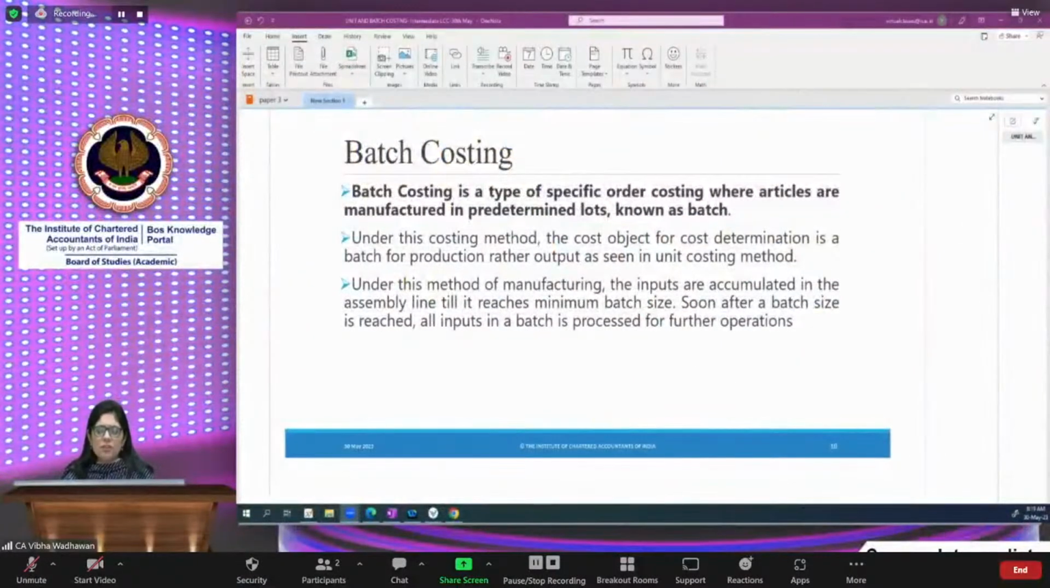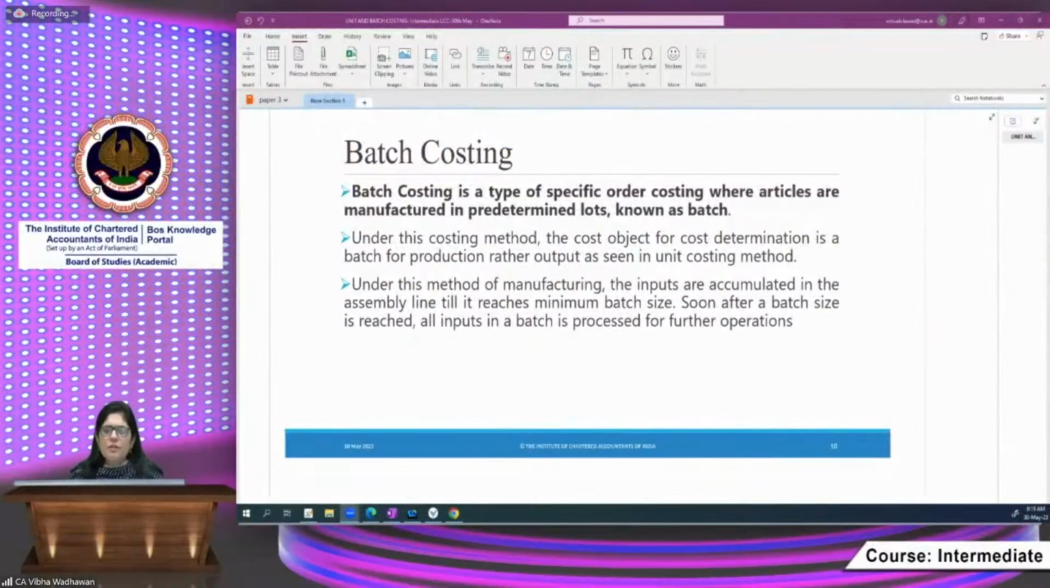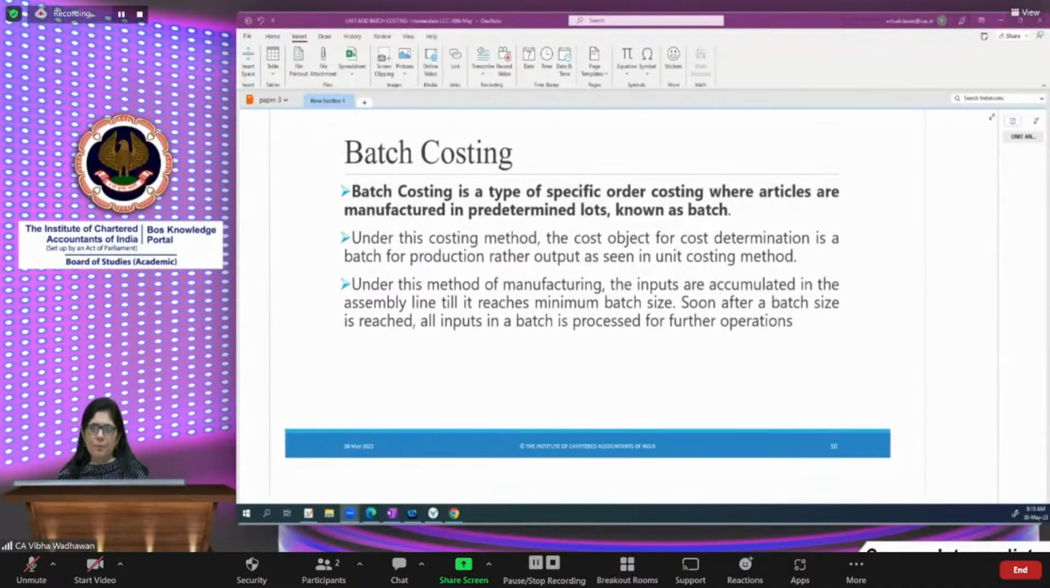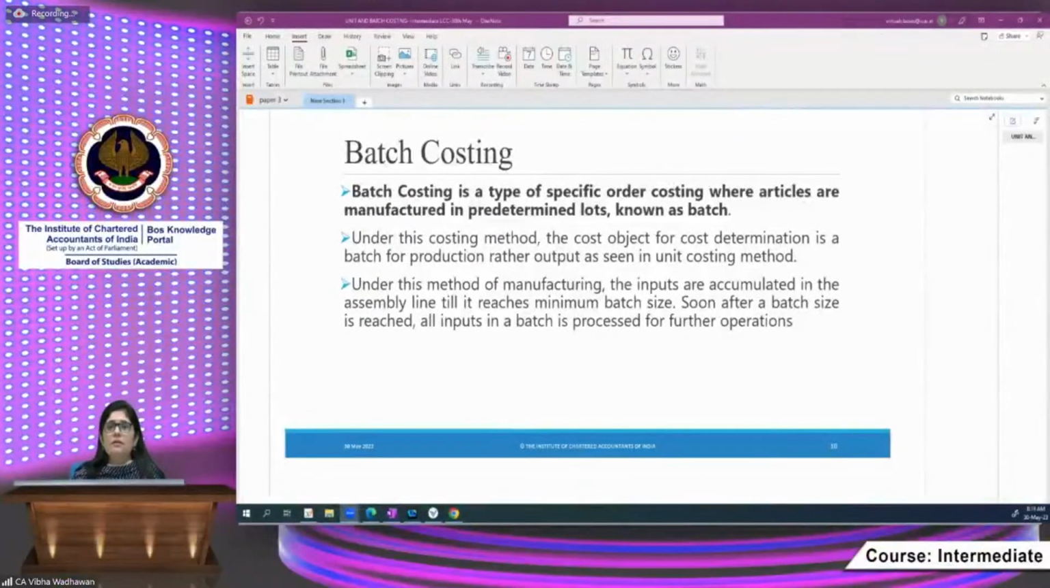So batch costing is a type of specific order costing where articles are manufactured in predetermined lots known as batch. So see, batch of students. There are 100 students in a batch, or let us say there are 1 lakh students doing CA. So they are in one batch. So the result of one batch will be declared together. So batch means a group. All right. So in some organizations, in some products, the output is produced in a batch.